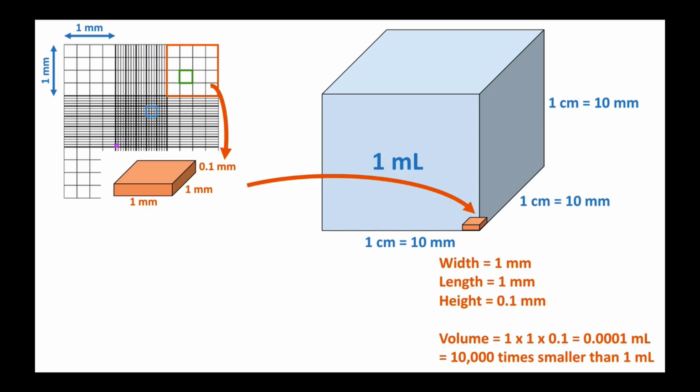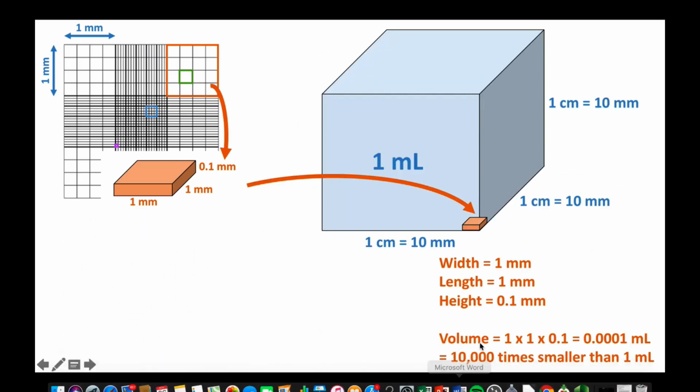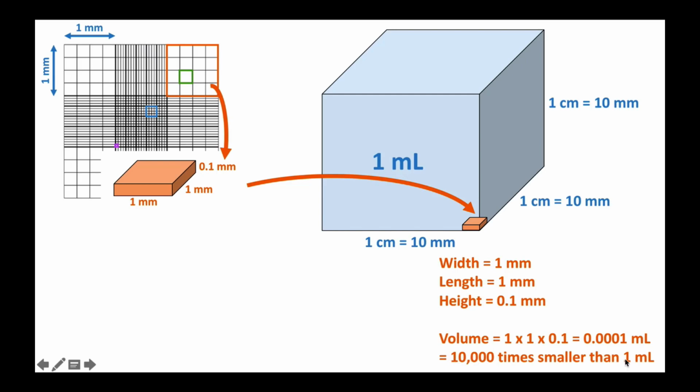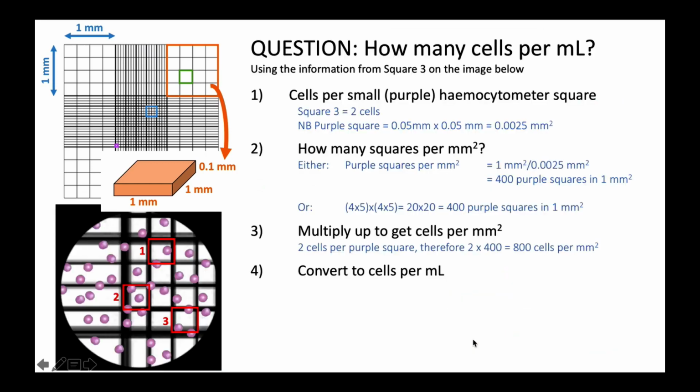If we think about the dimensions of our container, we've got a width of 1 millimetre, a length of 1 millimetre, and a height of 0.1 millimetre. So 1 times 1 times 0.1 gives us 0.001 mil in our orange volume that I've just put here. That's 1,000 times smaller than 1 ml, so we can have 1,000 of these in just 1 millilitre. So that's the ratio there.